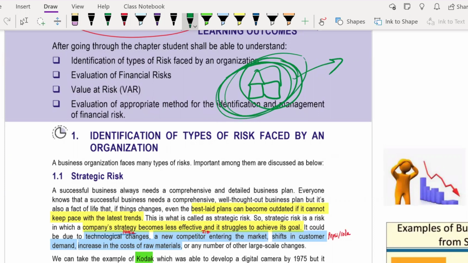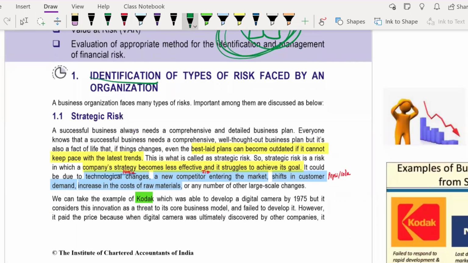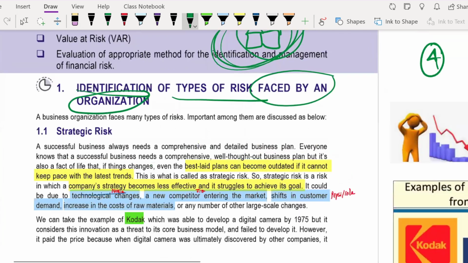So the first topic is identification of types of risk faced by an organization. What are the different types of risk that an organization or a business faces? In our book, there are 4 kinds of risks that are given, which we are going to discuss now. First is the strategic risk. What does strategic risk mean?